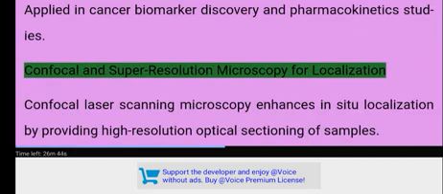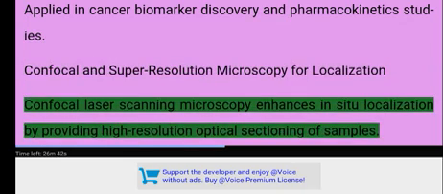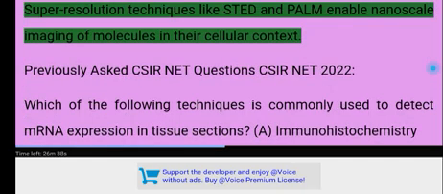Confocal and super-resolution microscopy for localization. Confocal laser scanning microscopy enhances in situ localization by providing high-resolution optical sectioning of samples. Super-resolution techniques like STED and PALM enable nanoscale imaging of molecules in their cellular context.